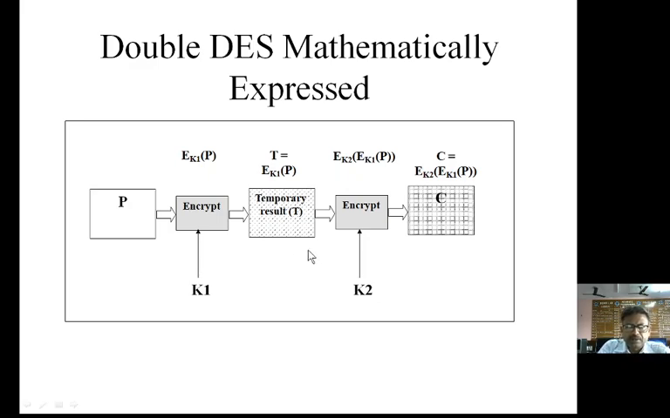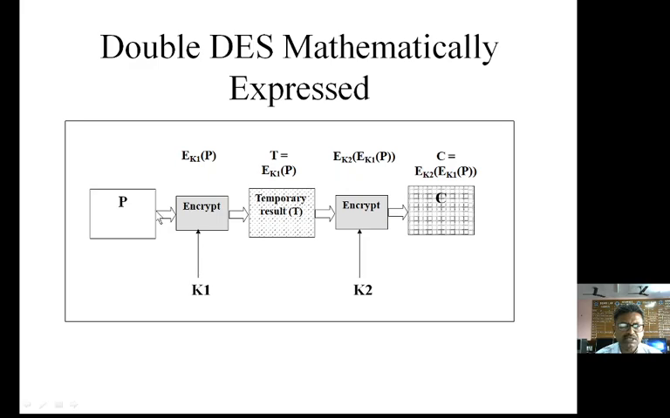But double DES has a certain problem, and that is the meet in the middle attack. If any attacker is able to know the plain text, and he also knows the ciphertext, because the ciphertext is travelling over the network, what will he do? If he knows the plain text, he will encrypt the P with the help of a certain key K1 to get a temporary result. He also knows C, and he decrypts that C with the help of K2 to get another T. And the time will come when both the T values are equal, and he will be able to know the value of K1 and the value of K2.